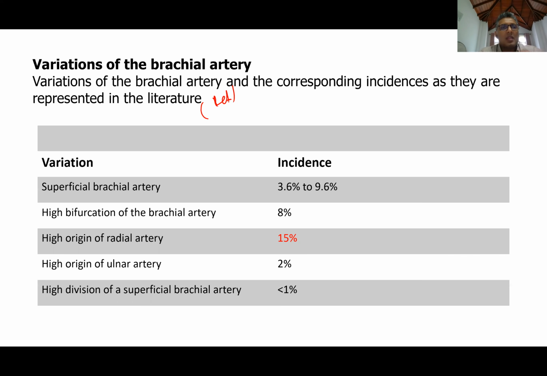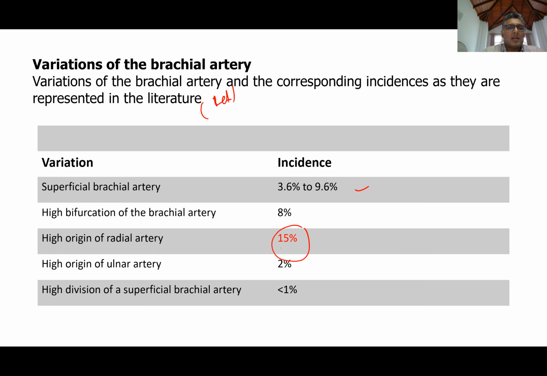Okay. Now these are the variations of the brachial artery that you can get. Superficial brachial artery. You can see the percentage here. Then high bifurcation of the brachial artery. Then high origin of radial artery. What it means is that the brachial artery comes down, you get a radial artery given off at a higher level, and the brachial artery comes down and divides into the common interosseous artery and the ulnar artery. So that is by far the commonest variation, it seems. High origin of radial artery, which is about 15%.